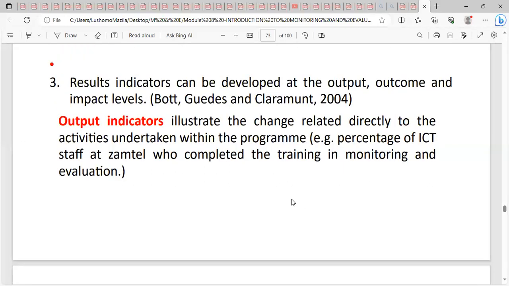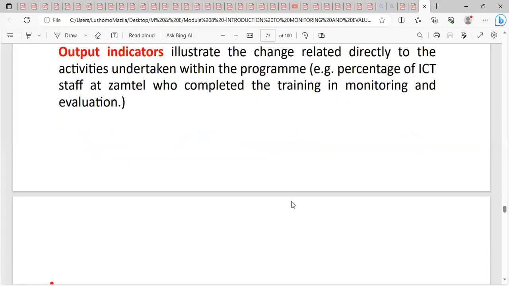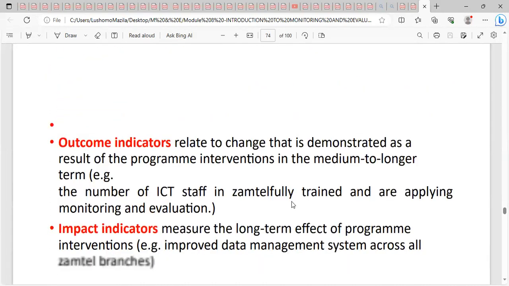So if you are told to give the indicator for the output of this training, how would we say? Would you say the percentage of students who completed the training in the monitoring and evaluation course? So there we're just concerned with the percentage, the number of people who completed out of the people who enrolled. Other than the output indicator, we have what we call the outcome indicators.